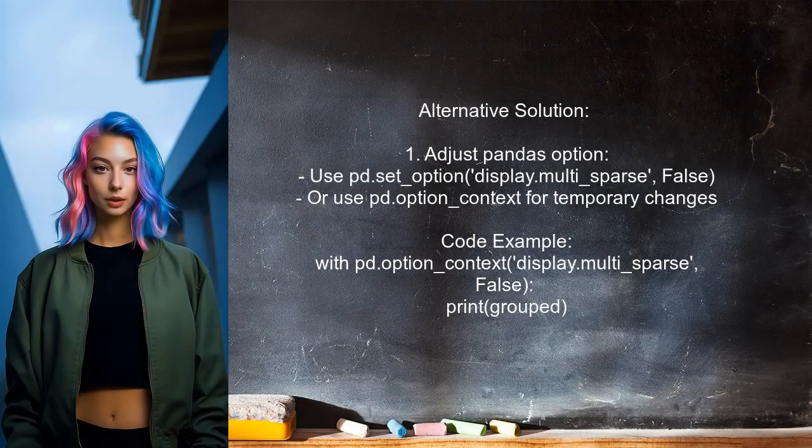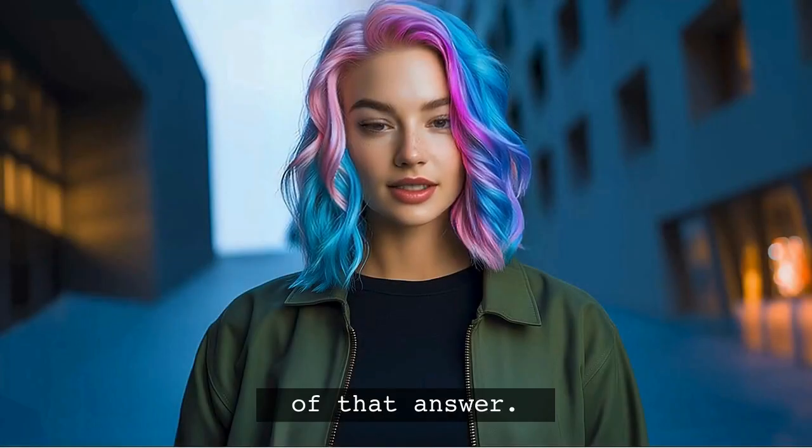This user suggests adjusting a Pandas option called display.multi_sparse. By setting it to False, you can display the group labels in every row of your grouped data. You can do this permanently or temporarily using pd.set_option or pd.option_context. That's the end of that answer.